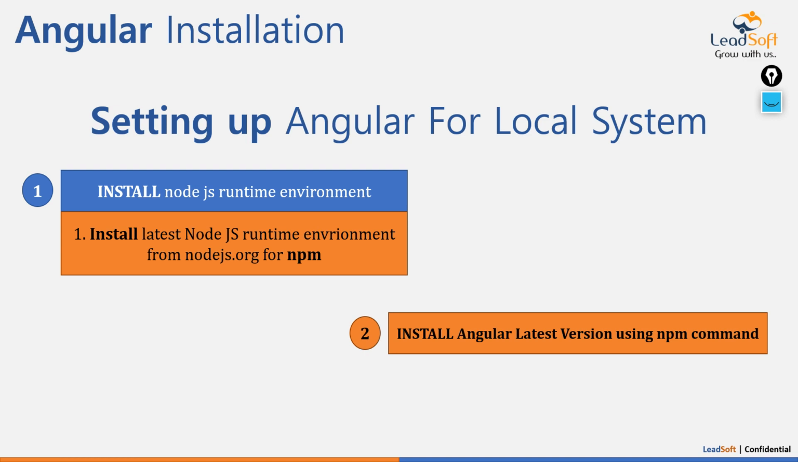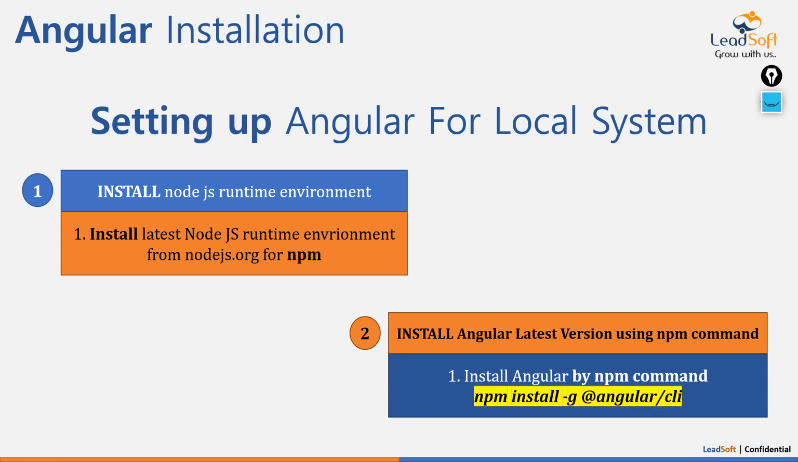And what must be that command? The command is right here. So we are just going to say npm install -g @angular/cli. This command we are going to use in our command prompt, and we are going to install Angular on our machine. So let us do this.